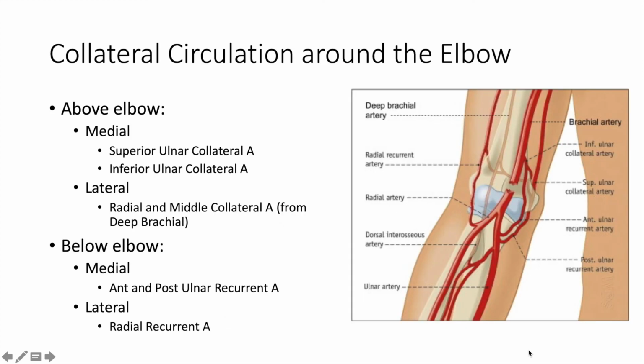Okay, so the collateral circulation around the elbow. Above the elbow on our medial side, we've got our superior and inferior ulnar collateral arteries. On the lateral side, that's our thumb side, we've got our radial and middle collateral arteries from the deep brachial. Below the elbow, on the medial side, we've got our anterior and posterior ulnar recurrent arteries, and on the lateral side, we've got our radial recurrent.